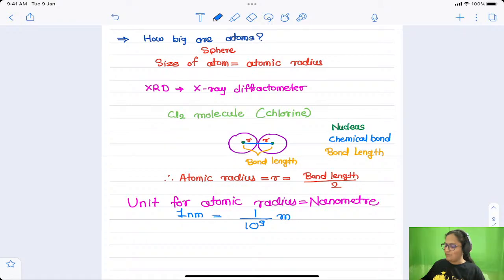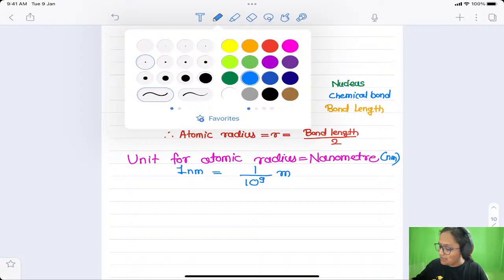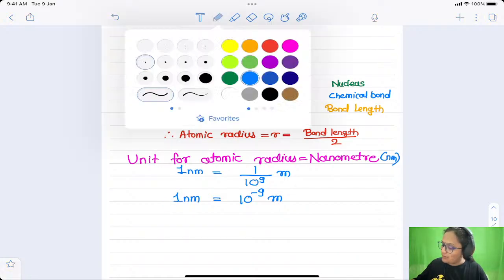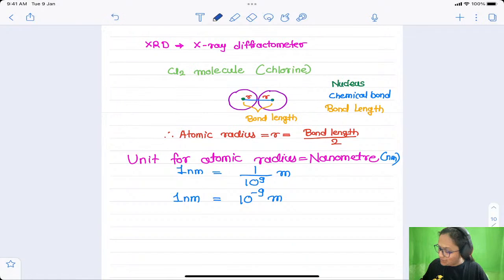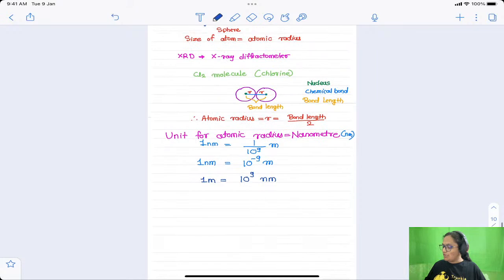Okay, 1 nm is nothing but the nanometer, and m is the meter. 1 nanometer is 1 by 10 power 9 meters, or in another way it can be written as 10 power minus 9 meters. Or one more I can write down, that is 1 meter is equal to 10 power 9 nanometers. So these are the conversion factors for the unit for atomic radius.